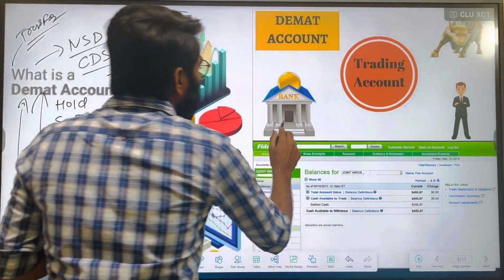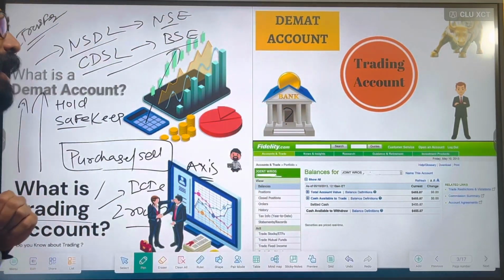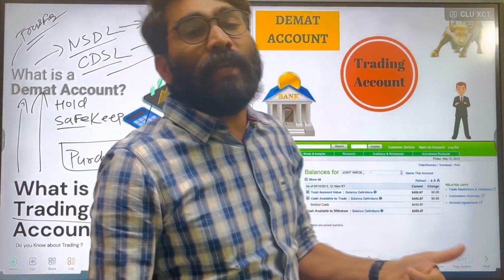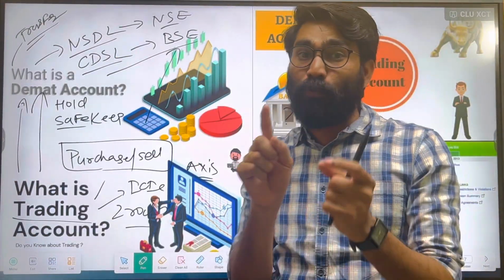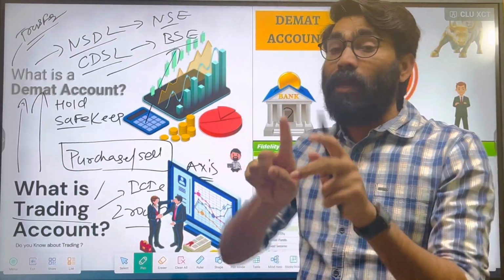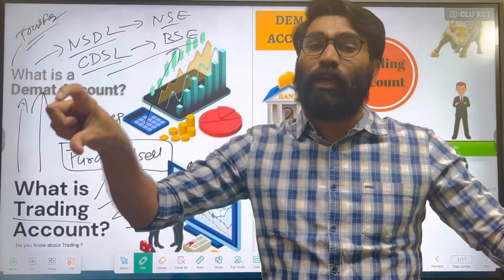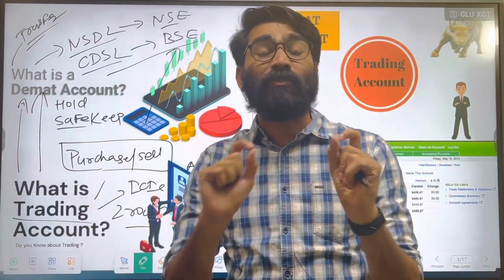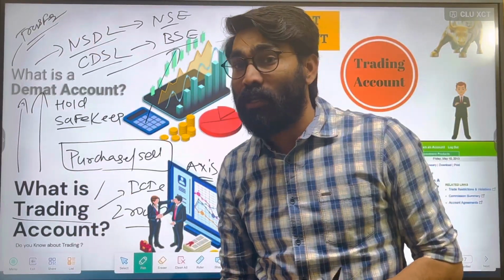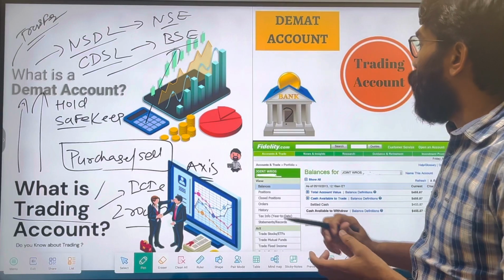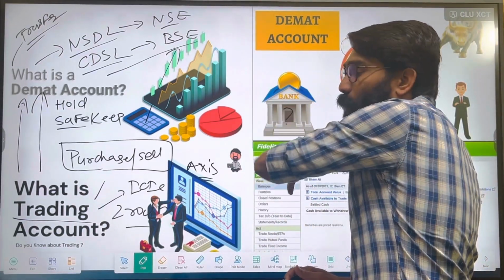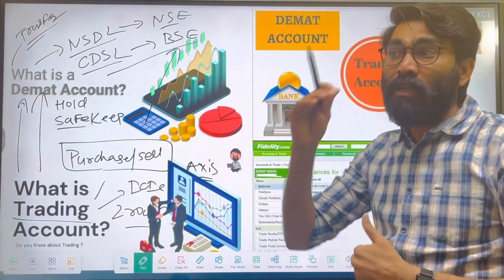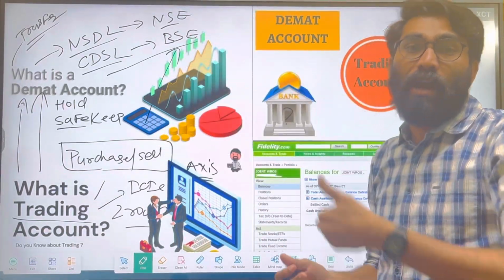Then what is the role of the bank here? If you want to purchase any securities, you require cash, right? You cannot transfer cash from Demat to Demat account. A Demat account is for transferring securities, and a trading account is for purchasing and selling securities. Then you require a bank account, where you can transfer your cash from bank account to bank account. When you purchase something, cash will be transferred from your bank account.